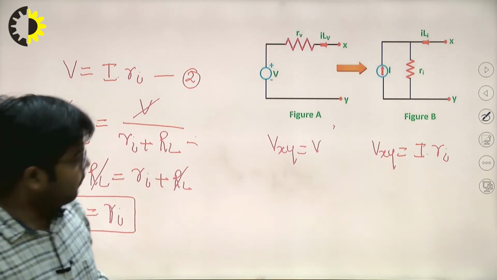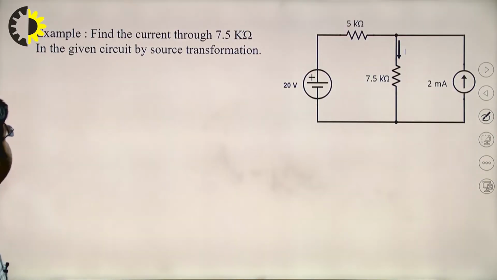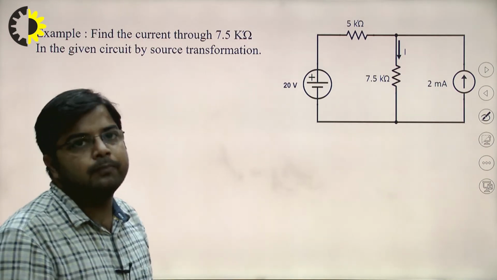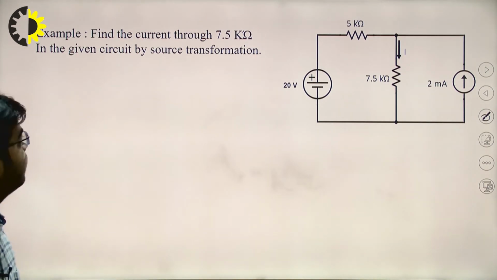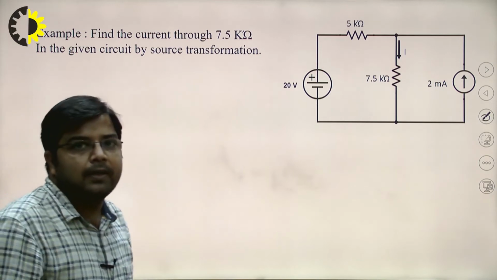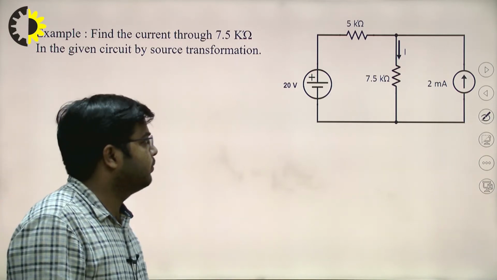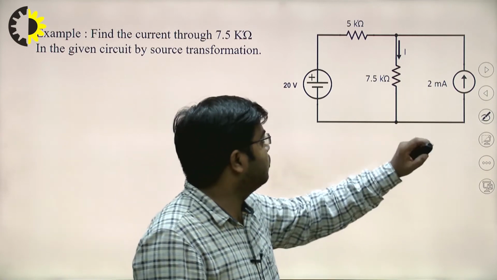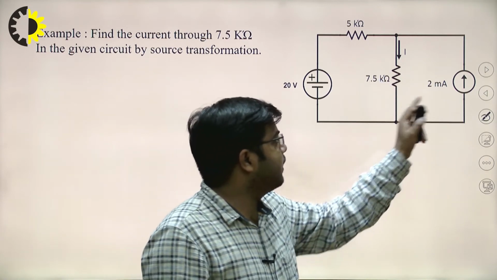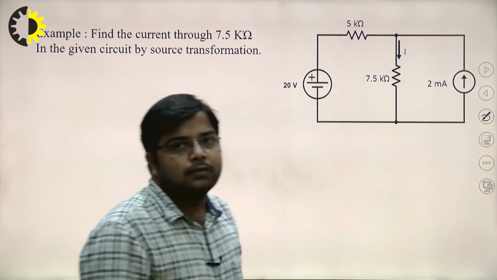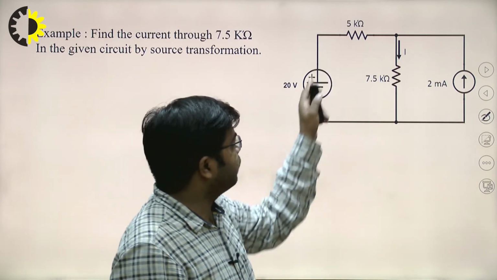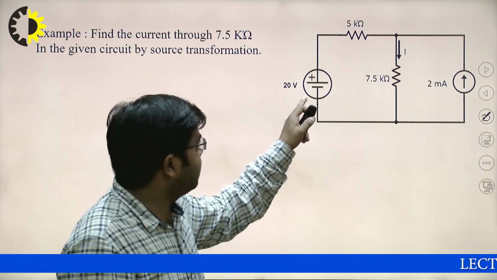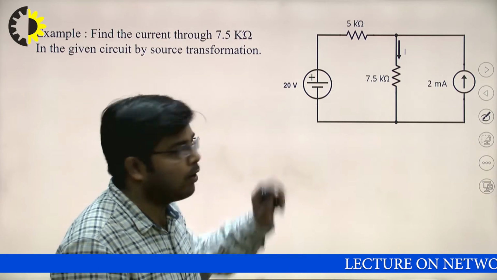So we will see with the help of some example. So this is the example number 1. Find the current through 7.5 kilo ohm resistance in the given circuit by using source transformation. So in this circuit you can see this is 2 milliampere current source, and this is the resistance which is connected in parallel with this current source, and this is the voltage source. Okay. So you can transfer this voltage source into current source. So what will be the value of current source?